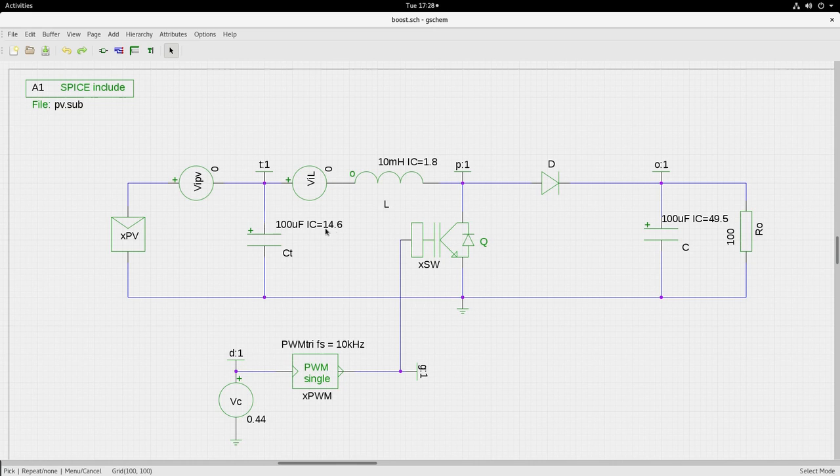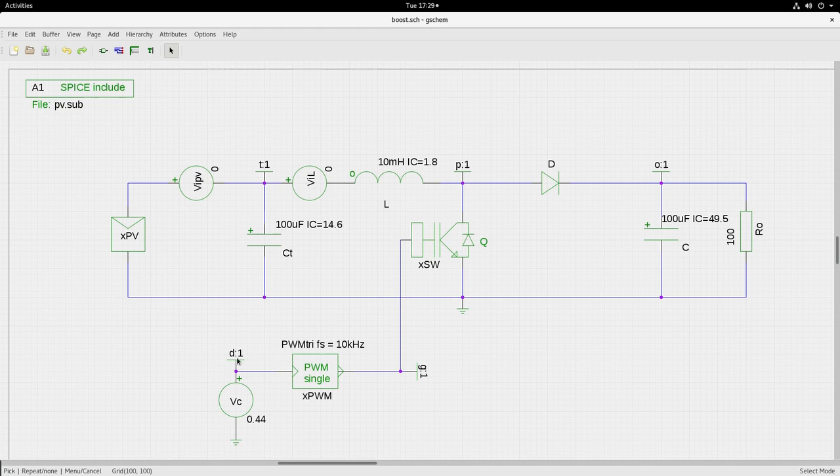I have put some initial condition values on the energy storage elements. For the inductance, I have this initial condition of 1.8 amps. And the capacitor also, I have put this initial condition of 49.5 volts at the output, so that the simulation will be smooth and fast and you will not see a lot of oscillation during the turn on process. So for this R0 of 100 ohms, I have calculated that the VC value should be 0.44 to give a duty cycle of 0.72.